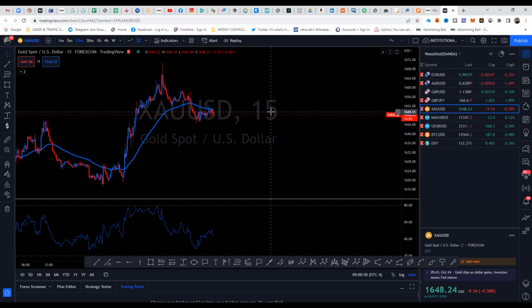So what we're going to do is we're going to mark up supply demand market structure from the 15-minute time frame to the 4-hour time frame. Then we're going to scale back to the 15-minute and find our sniper entry. So let's get started.